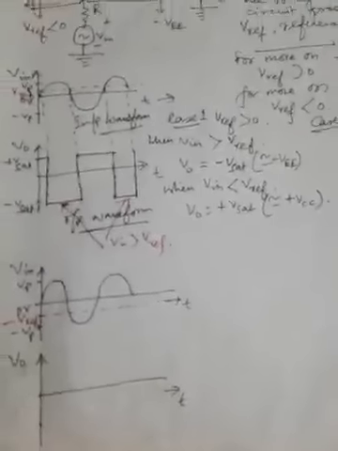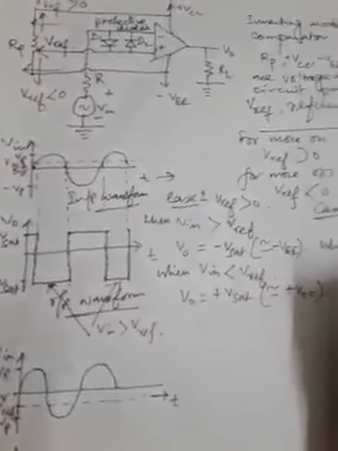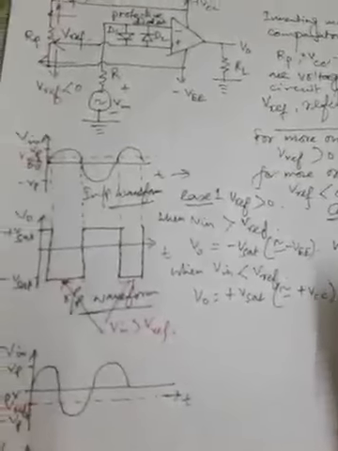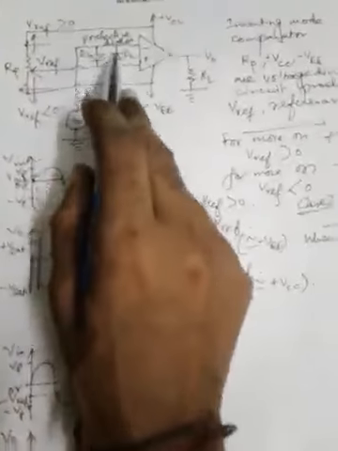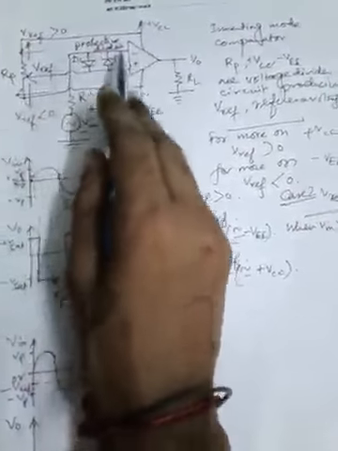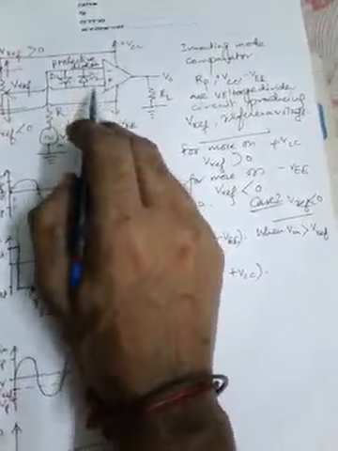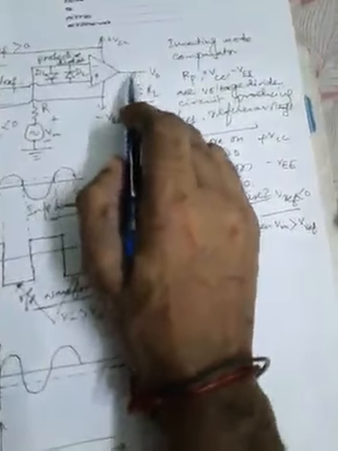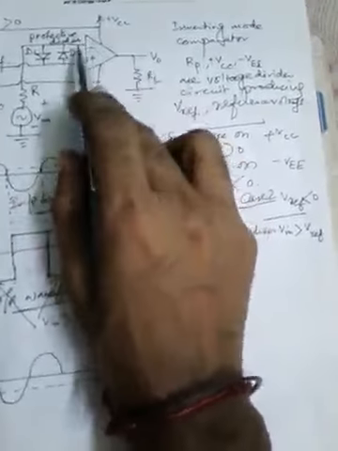Now from here we can see case 2, when V reference is less than 0 and when V in is greater than V reference, what will happen here? When V reference is negative, this is a negative value, and V in is far more negative than the negative V reference value. So what will happen? The output will move towards the negative saturation because of the more negative input voltage.